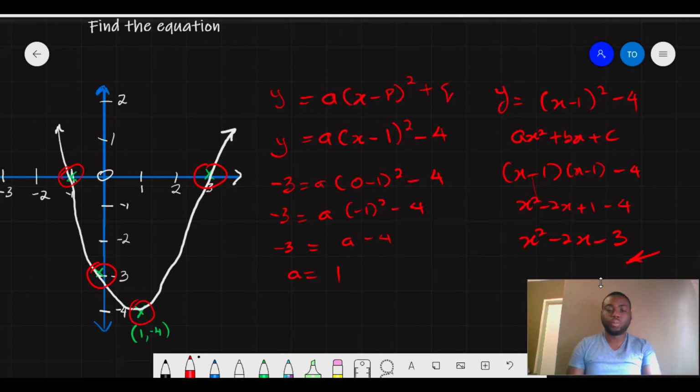To recap, the only thing I did was this. I substituted my turning point, then substituted one other point for me to be able to get my a. After doing that, I put it back into the turning point formula and I have my final answer. If I need to continue, I could expand it out and it allows it to look like the standard form. That's it. So now I'm going to talk about the second part, how else I can get this without using the turning point form.